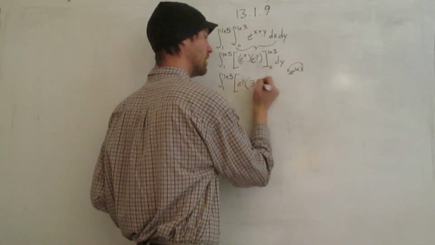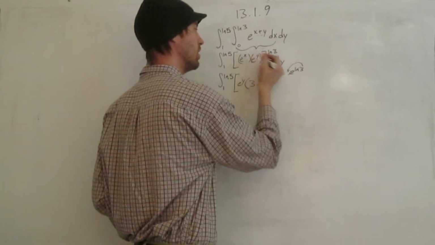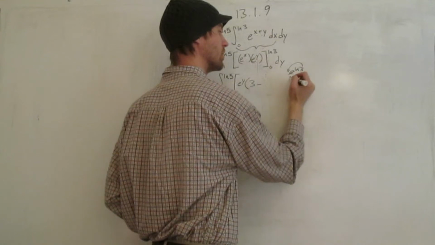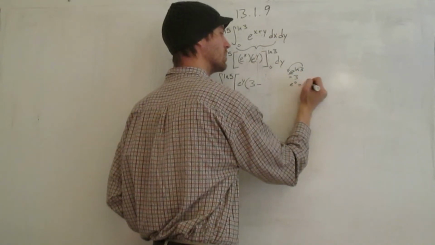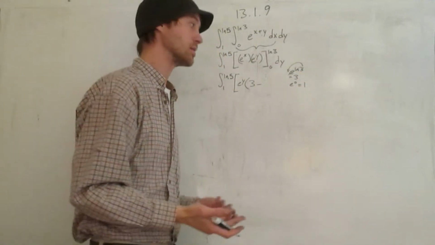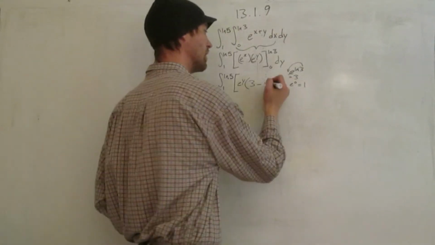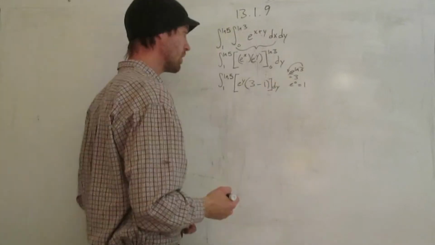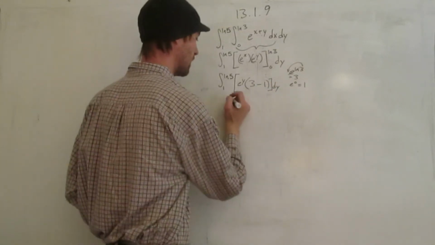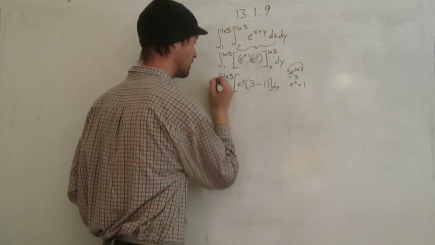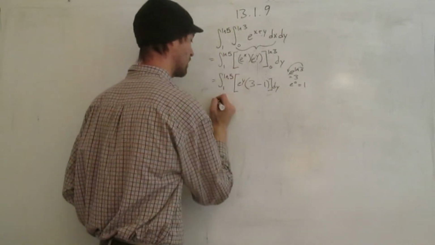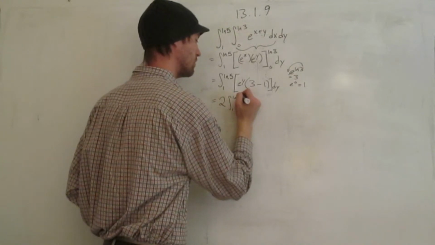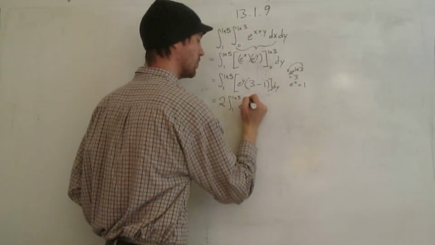So we have 3 minus, now plugging 0 into x, e to the 0 is equal to 1. Actually, anything to the 0th power is 1. So we have 3 minus 1 times e to the y dy, which is 2 e to the y. We can pull the 2 out of the integrand. So we have 2 times the integral from 1 to natural log of 5 of e to the y dy.